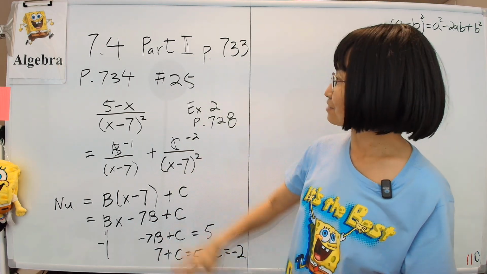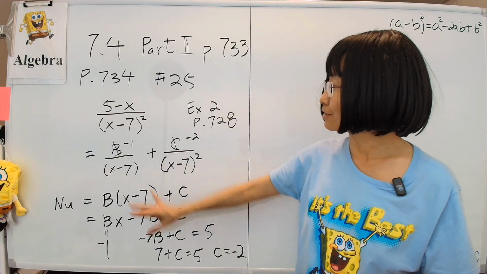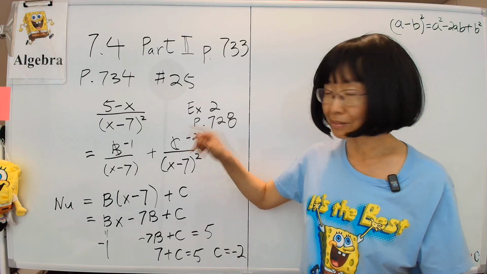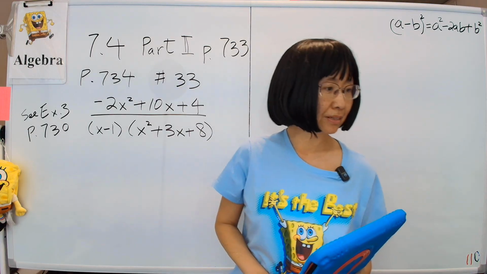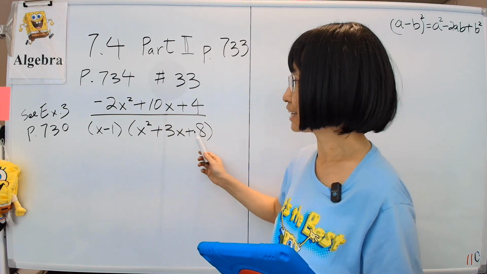Okay, an easy one. It only required one side of the board to do it. All right, so now I better erase this for the next problem. So next, let's do problem 33, which is looking more and more complicated.